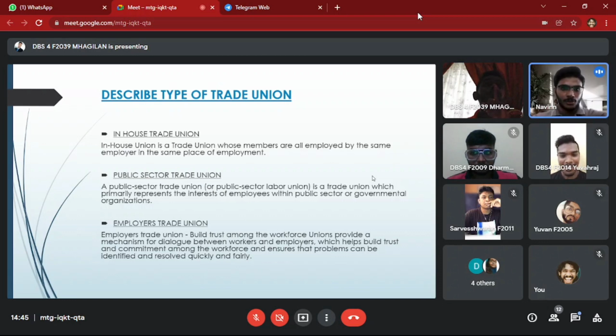Employers trade union. An employers trade union builds trust among the workforce. Unions provide a mechanism for dialogue between workers and employers, which helps build more trust and commitment among the workforce and ensures that problems can be identified and resolved quickly and fairly.